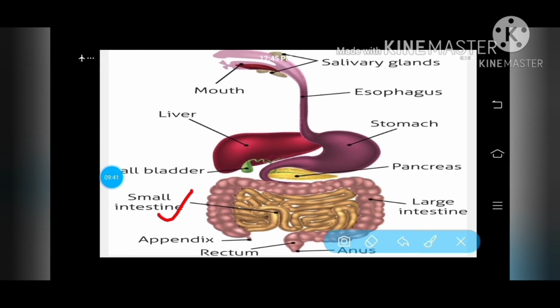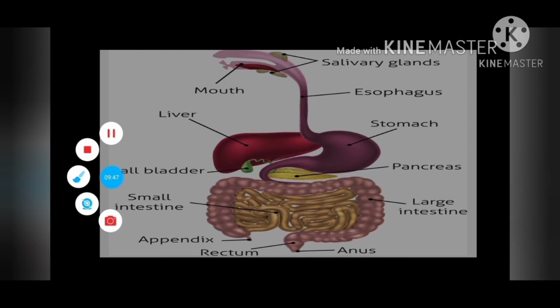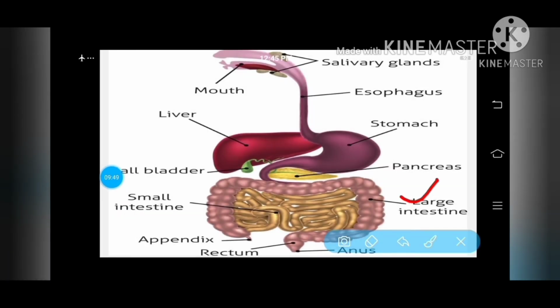Okay, after the complete digestion, the food enters into the large intestine. Here you can see that here is the large intestine. So what happens in the large intestine? In the large intestine, the remaining nutrients and remaining minerals, which are still present inside our food, as well as water, all get absorbed. Whatever water, remaining minerals and nutrients are there, all of them get absorbed here.